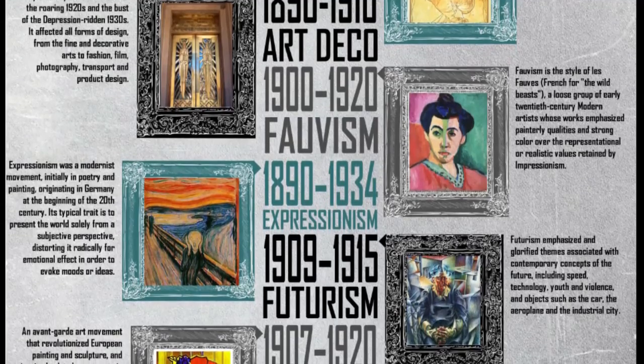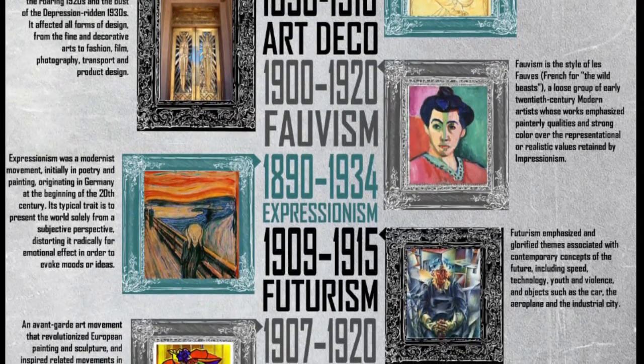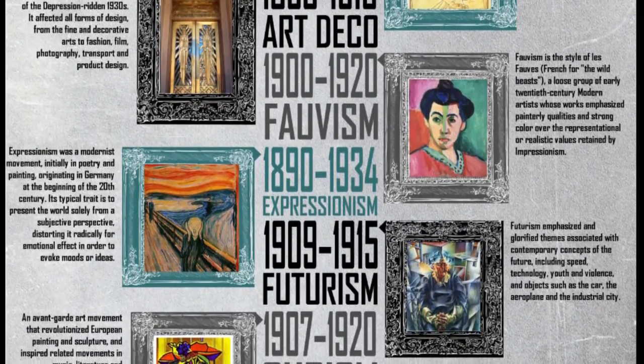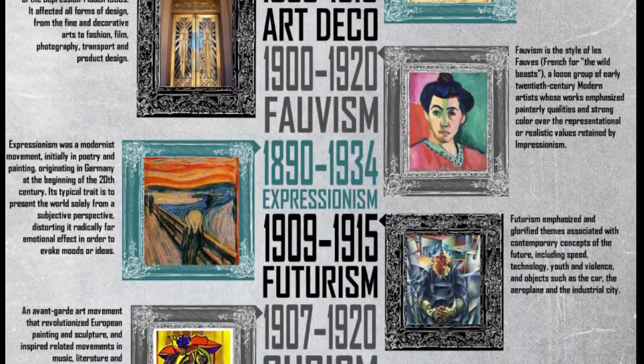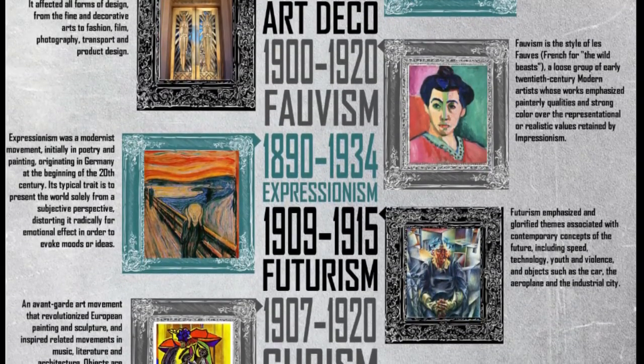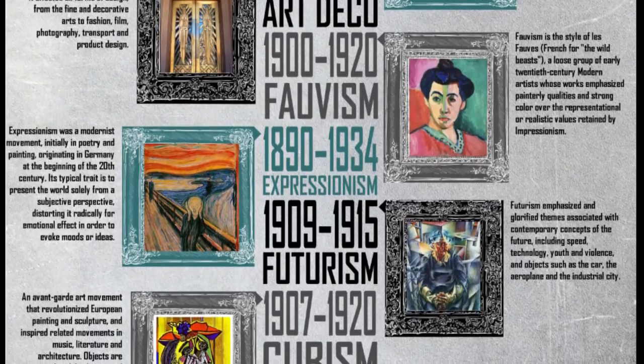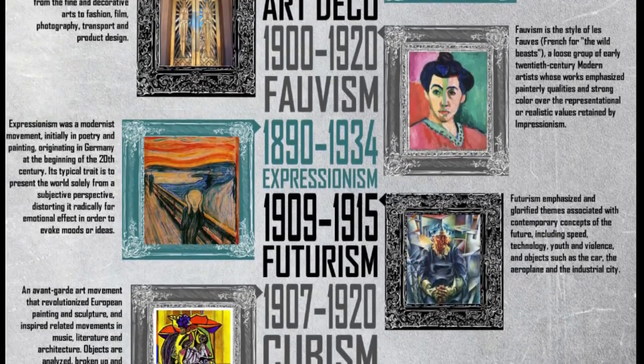From 1900 to 1920, we saw Fauvism. Fauvism is the style of Les Fauves, a loose group of early 20th century modern artists whose work emphasised painterly qualities and strong colour over the representational or realistic values retained by Impressionism.